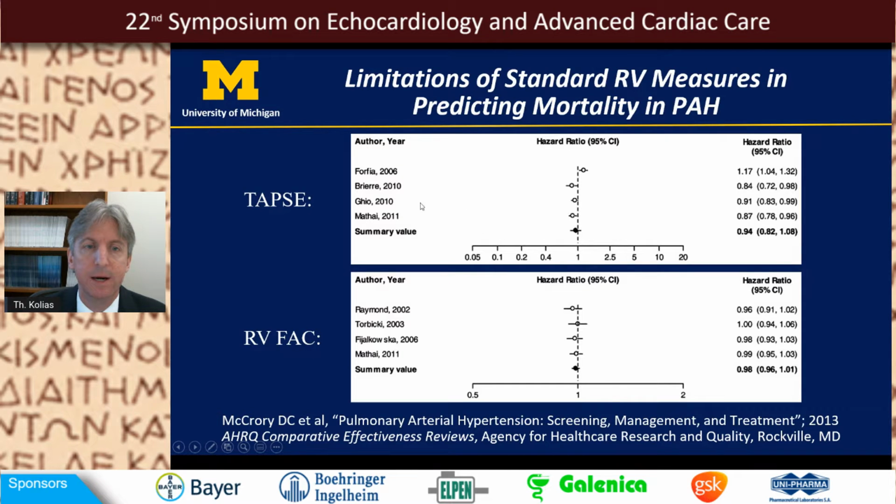And what you can see here is when you look at the summary of all the studies, the hazard ratio crosses 1 for both TAPSE and again for right ventricular fractional area change. So these measurements do have limitations when it comes to predicting survival in pulmonary arterial hypertension. And there is a need for more advanced measures that are better than what we currently have.